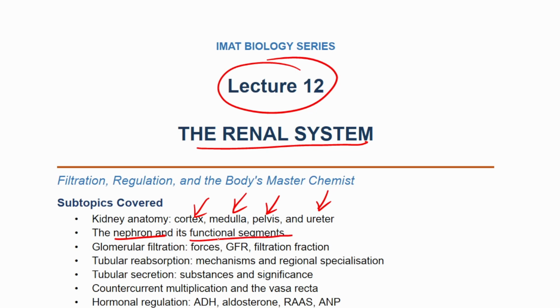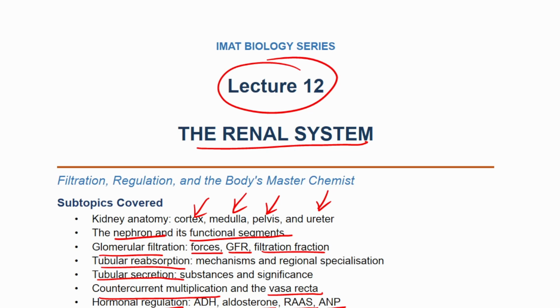From there, we will unpack glomerular filtration by calculating the physical forces that dictate GFR and filtration fraction, followed by a deep dive into the mechanism of tubular reabsorption and regional specialization. We will also explore tubular secretion. We will master the intricacies of the countercurrent multiplication alongside the vasa recta and dissect the precise hormonal regulation involving ADH, aldosterone, RAAS, and ANP.